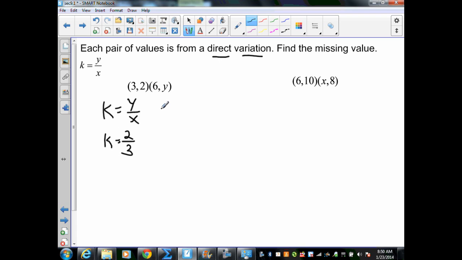So I can rewrite and state K equals y over x. I know my K is 2/3. From my other ordered pair, I don't know y, so that will stay y. And my x is 6. Multiply both sides by 6, I get y equals 12 over 3, or y equals 4.